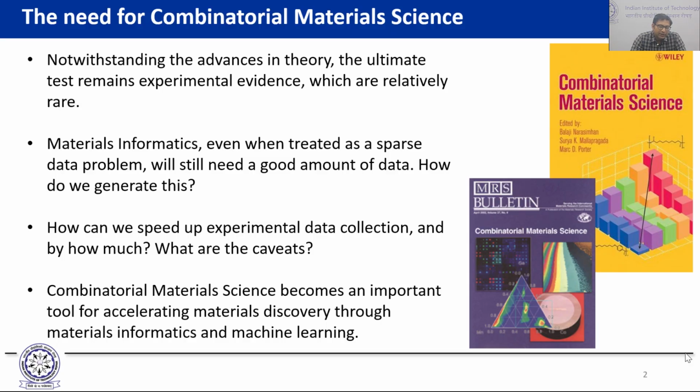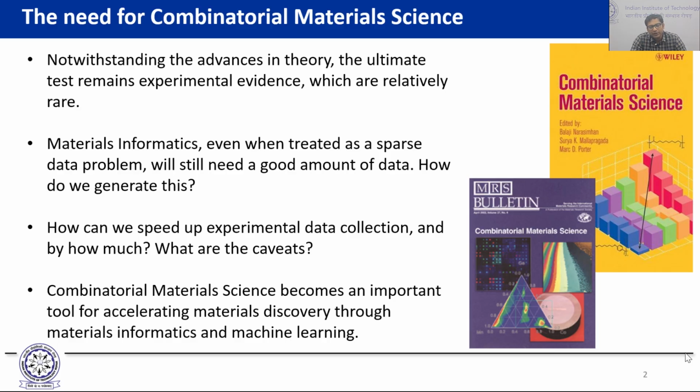Now, there is actually a very pressing need for combinatorial materials processing because despite all of the advances in the theory of materials and in the computational methods, the ultimate test of any theory or any model remains the experimental evidence. Now, performing experiments is pretty expensive, it is laborious, and it takes time. And therefore, usually what you will notice is that experimental data, rather than computational data or theoretical models, are relatively rare. So if there is a way in which we can speed up our experiments, then that would be really useful in terms of generating data very fast.